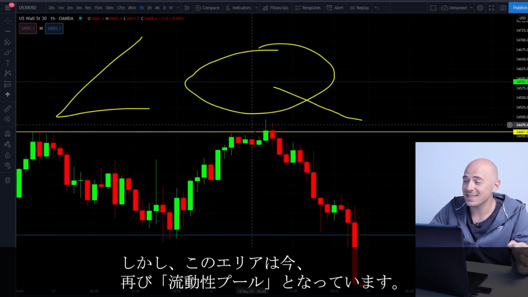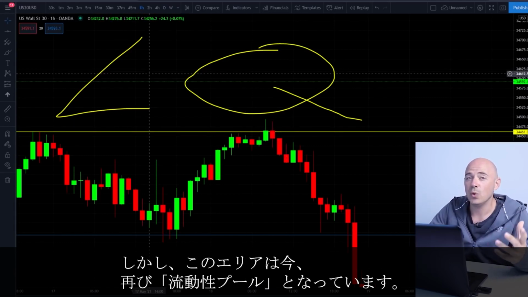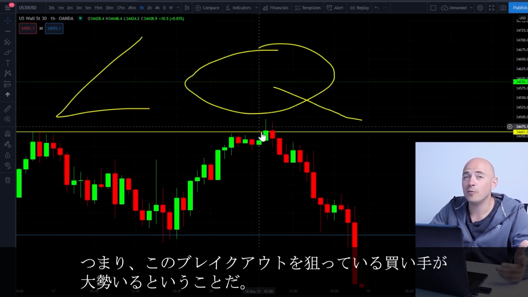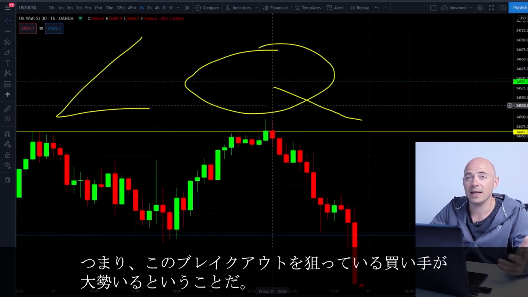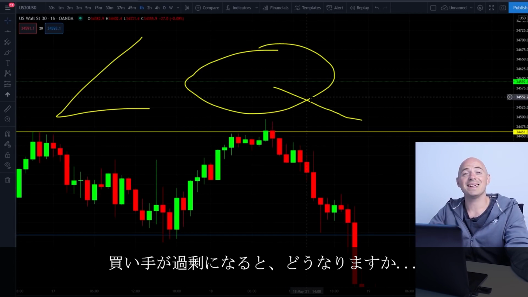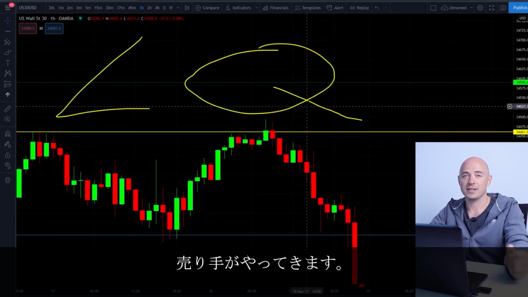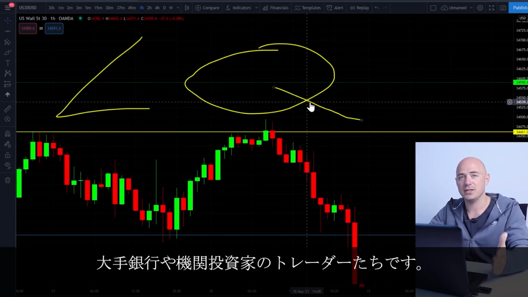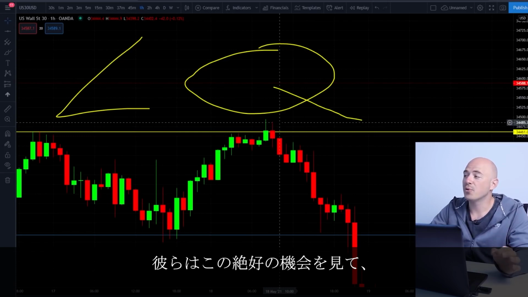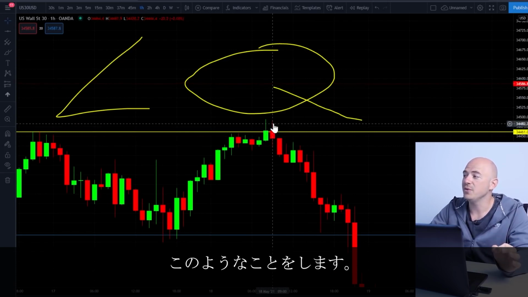But again, this area is now a liquidity pool, meaning there's a ton of buyers here trying to get this breakout trade. What happens when there's an excess of buyers? The sellers come in, big banks and institutional traders. They see this prime opportunity, and so they do something like this.